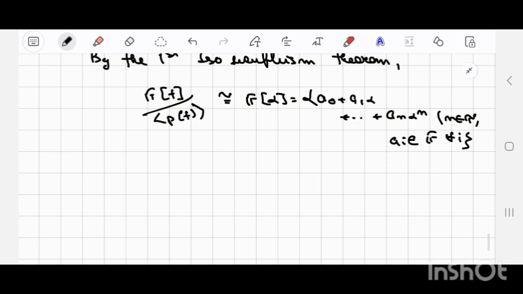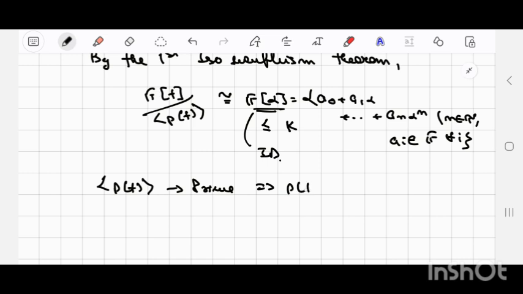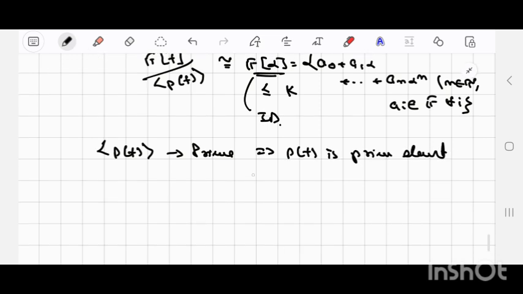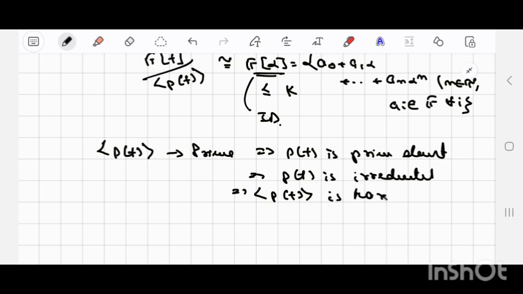And then recall, we had proved that since this is a subring of K, which is a field, it is at least an integral domain. If it's an integral domain, then this is a prime ideal, right? Which implies that P(t) is a prime element, which implies that P(t) is irreducible, which implies that the ideal generated by P is maximal.